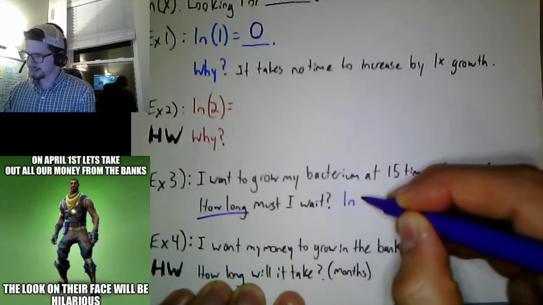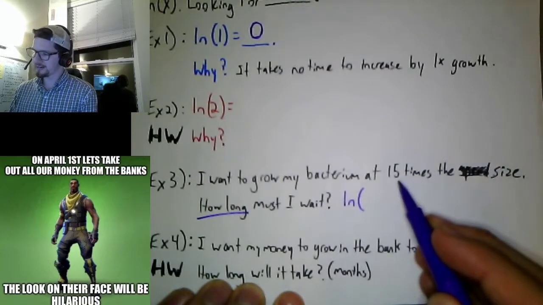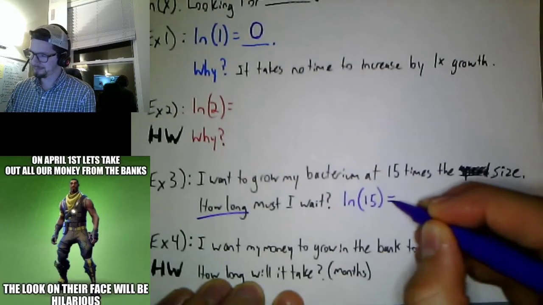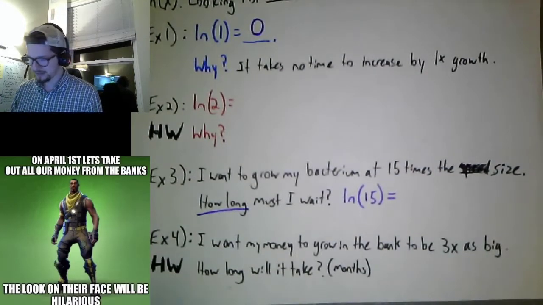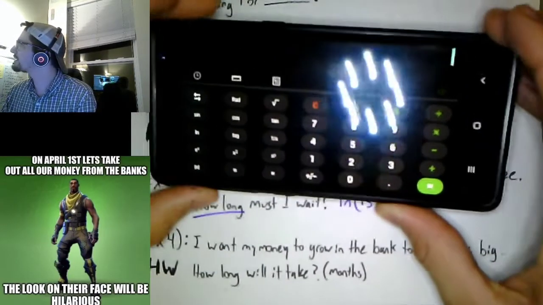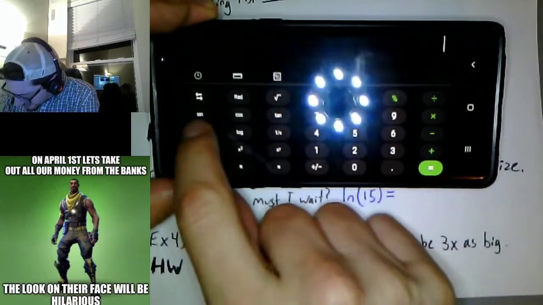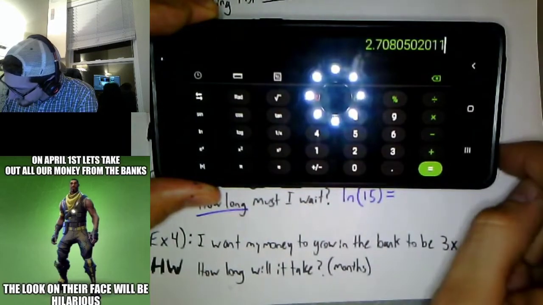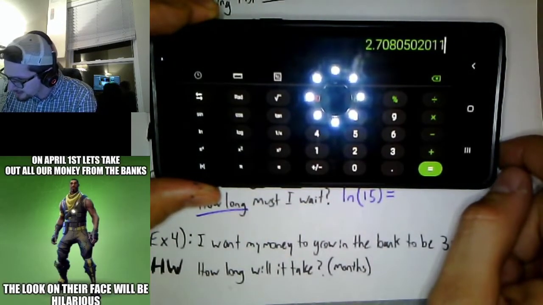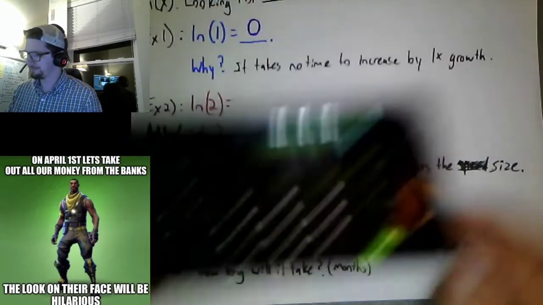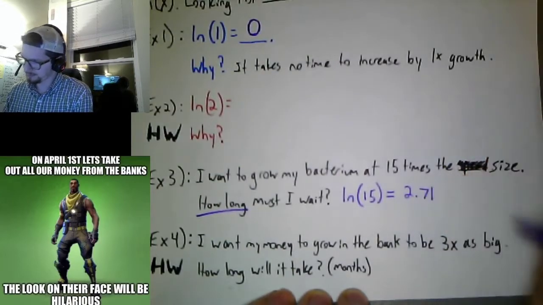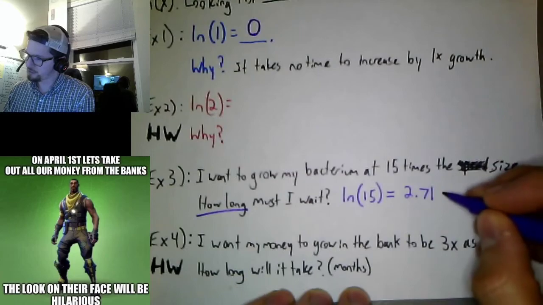The natural log of my growth, what's my growth rate? 15. This should give me my time. So let's plug it in. Natural log of 15. Oop. Looks like that gives me 2.71.